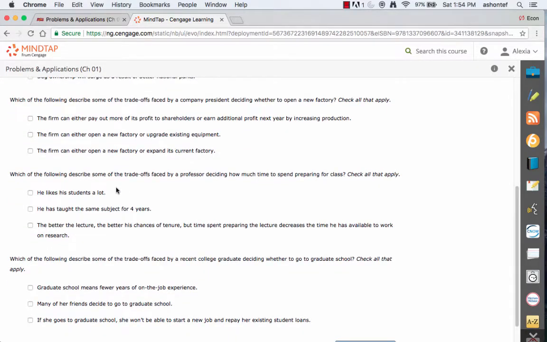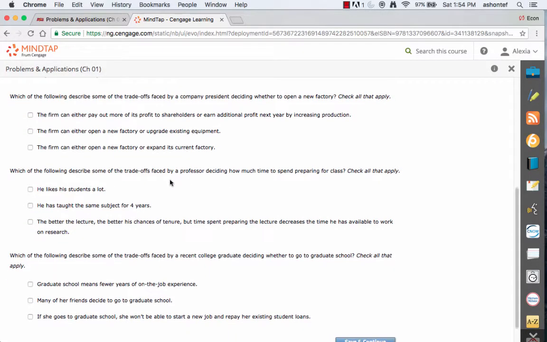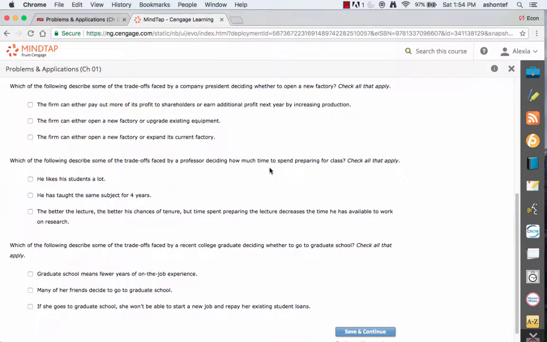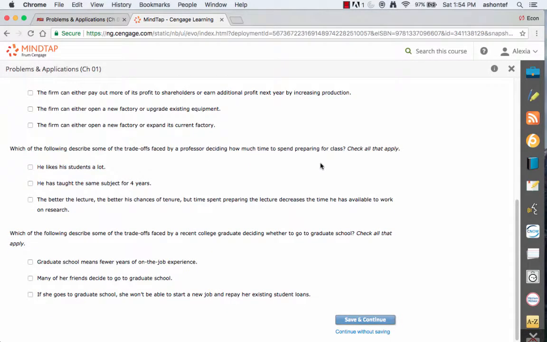The next part, which of the following describes some of the trade-offs faced by a professor deciding how much time to spend preparing for class? So again, you've got the same thing going here. It's the professor's point of view, and it's what the professor will have to give up. So first one says he likes his students a lot. Well, okay, that's great. So he likes his students a lot. But is that anything having to be given up by the professor?